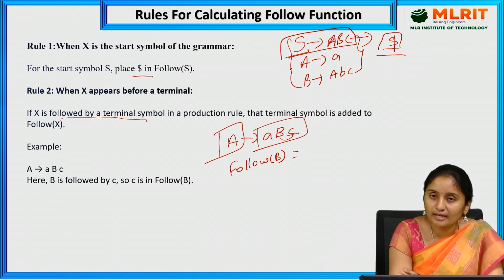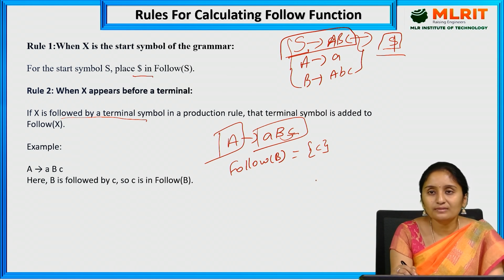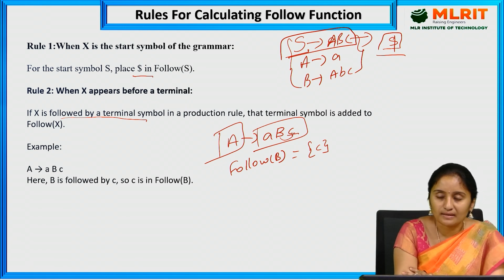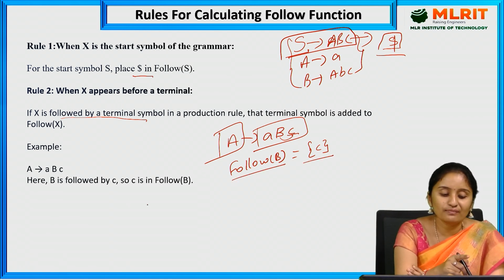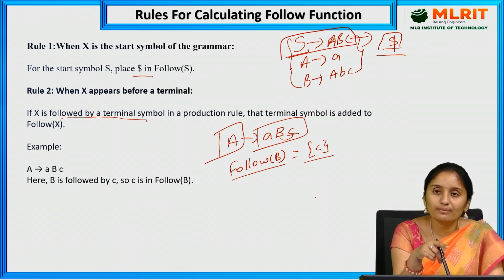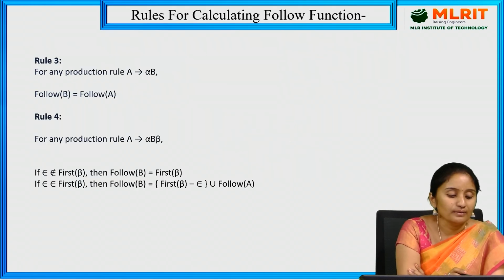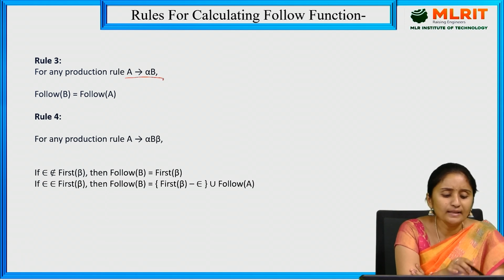If it is followed by a terminal, directly I can write the terminal. If it is followed by a non-terminal, then based on the rules we are going to change it. See here, follow of B: B is followed by C, and C is a non-terminal, so follow of B contains first of C. So the first rule is that the start symbol should have the dollar, and the second rule is that if a non-terminal is followed by a terminal, that terminal will be in follow of B. The third rule: for any production rule A tends to alpha B, follow of B is equal to follow of A.